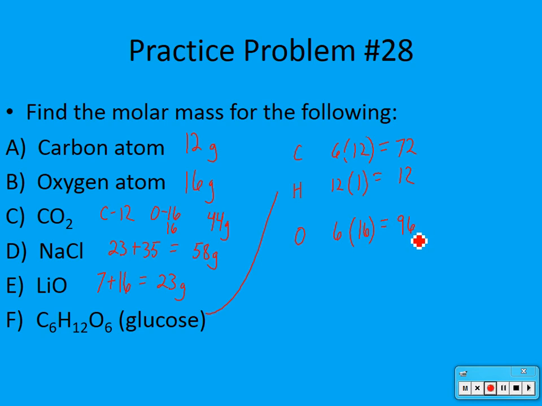Now, once you get them all totaled up for each element, we're going to add them all together. So 72 plus 12 plus 96 is 180. So 180 grams. If you had 1 mole of glucose, the mass would be 180 grams. So that's molar mass. Hopefully that's pretty easy. You probably remember a lot of this from last year.